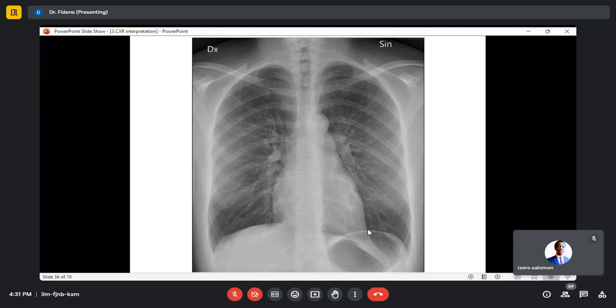Who remembers them? 4 S? Size, shape, shadow. And shadow, as opacity. Okay?